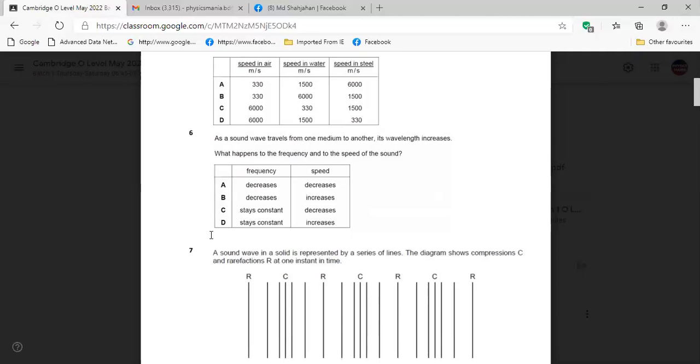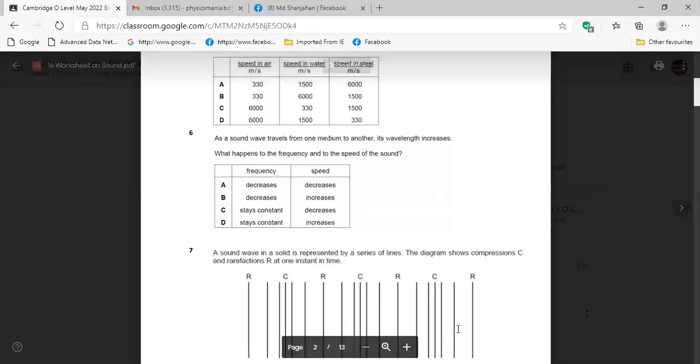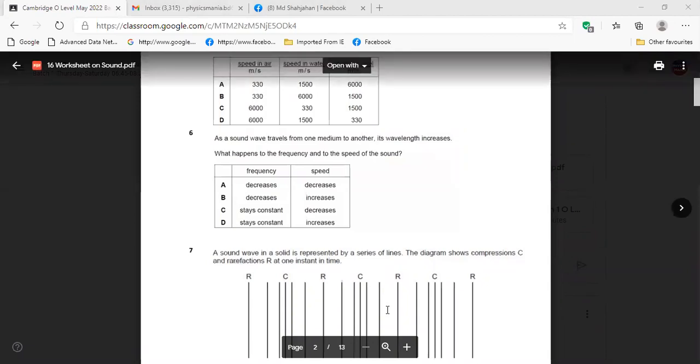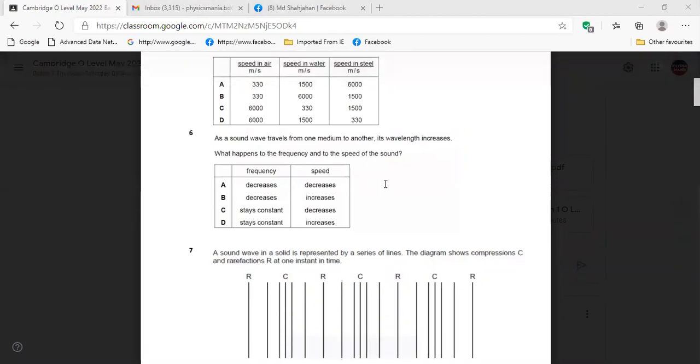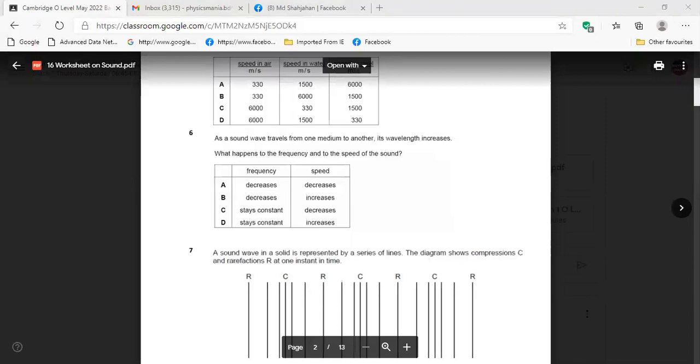Who can say the answer? The speed increases. Very good. So this one we can easily understand from one formula. Which formula is that? Can you remember? Did you learn one formula? V equals F lambda? Yes, sir. So that formula is helping us to understand it.